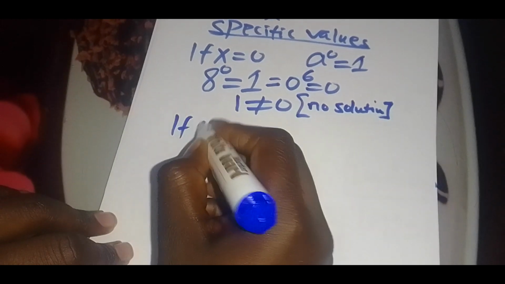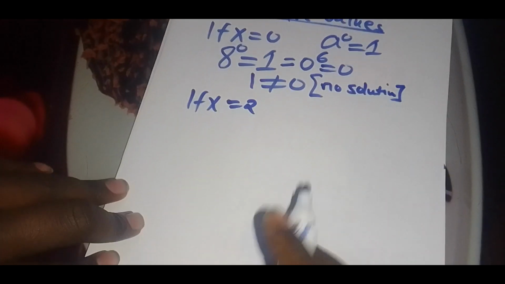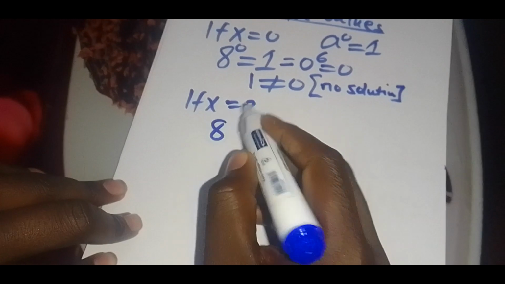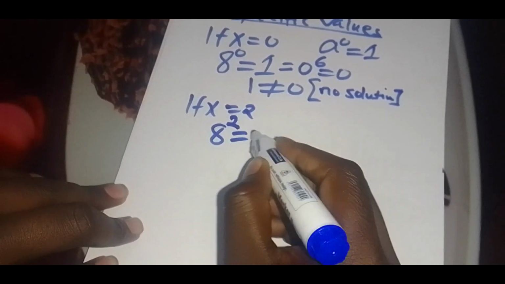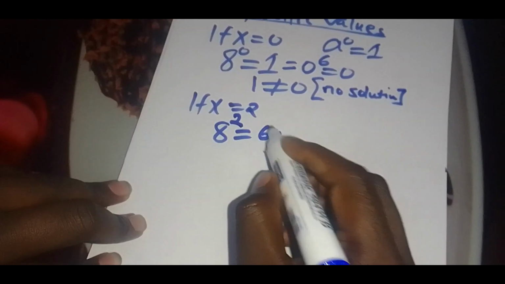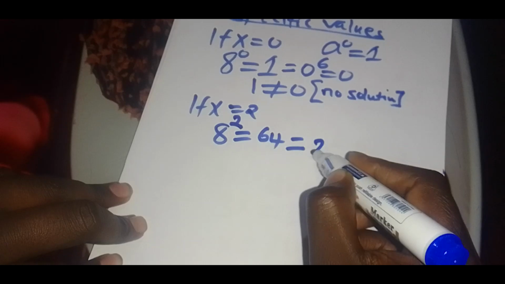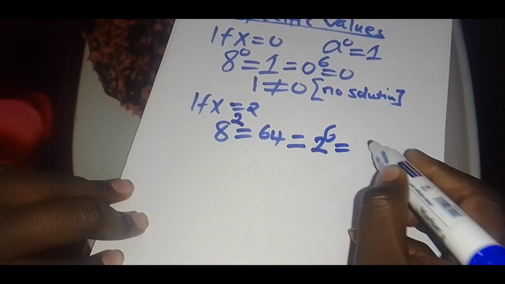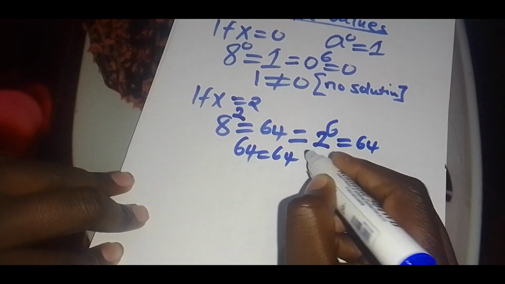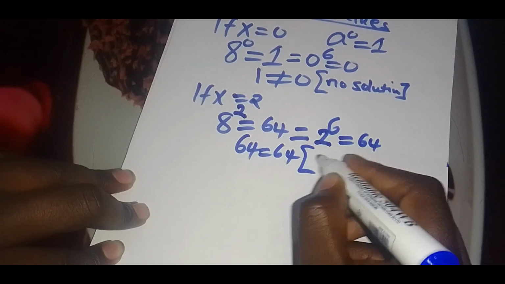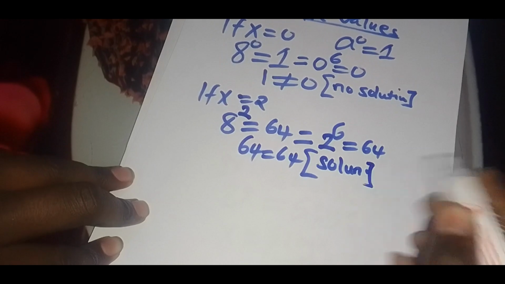Now let's get if x is equal to 2. So we have 8 raised to power x, with x equal to 2, that is 8 squared, which is equal to 64. And again, x raised to power 6 is 2 raised to power 6, which is equal to 64. So that means 64 is equal to 64, and this gives the first solution.